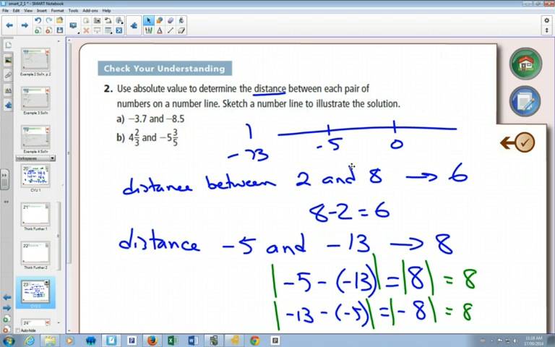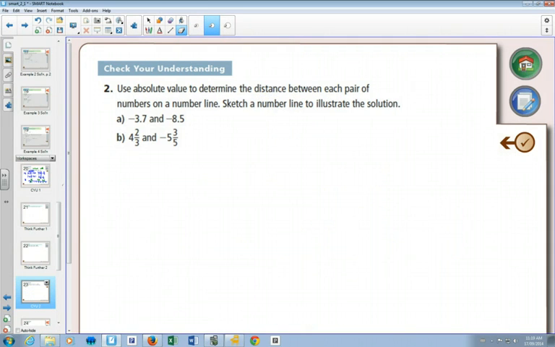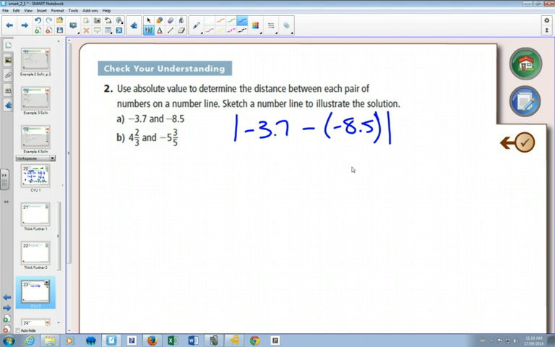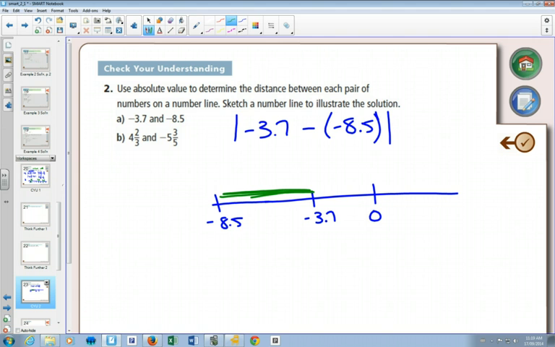When you get to decimals, again, don't worry about which one's bigger, which one's smaller. You can just use the absolute value bars. So I see -3.7. I write that one first because it's listed first. And then I subtract -8.5 to find the distance. I could go to my calculator and type this whole thing in. On a number line, here's 0. Here's -3.7. Here's -8.5. This is the distance that we're trying to find.